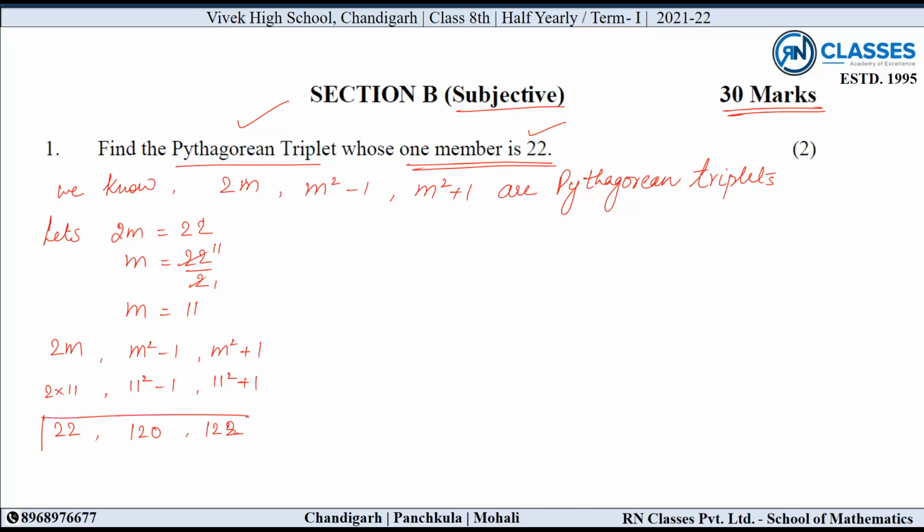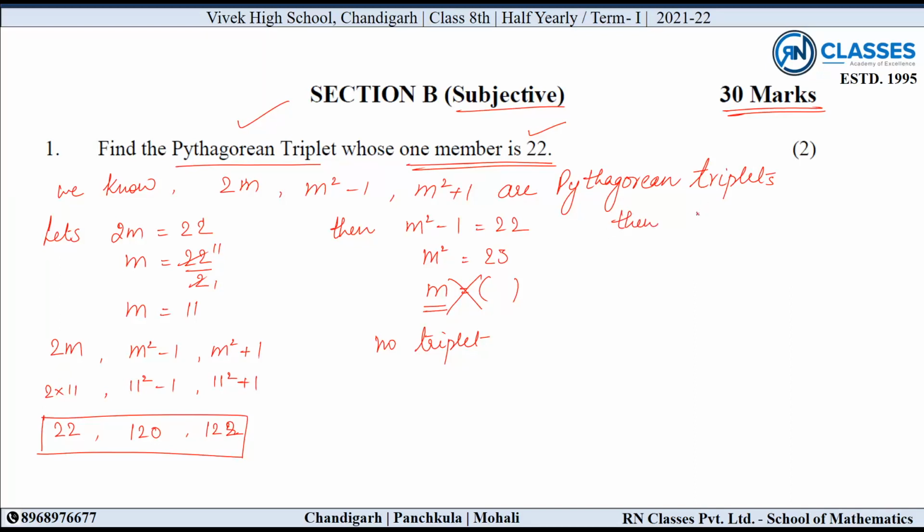22, 120 and 122, this is a Pythagorean triplet. Now take the next one. m square minus 1 becomes 22. Now I have taken m square minus 1 as 22, so m square will become 22 plus 1, 23. Now I have to find a value of m whose square becomes 23. Can you find it? No. So no triplet, because we couldn't find m.